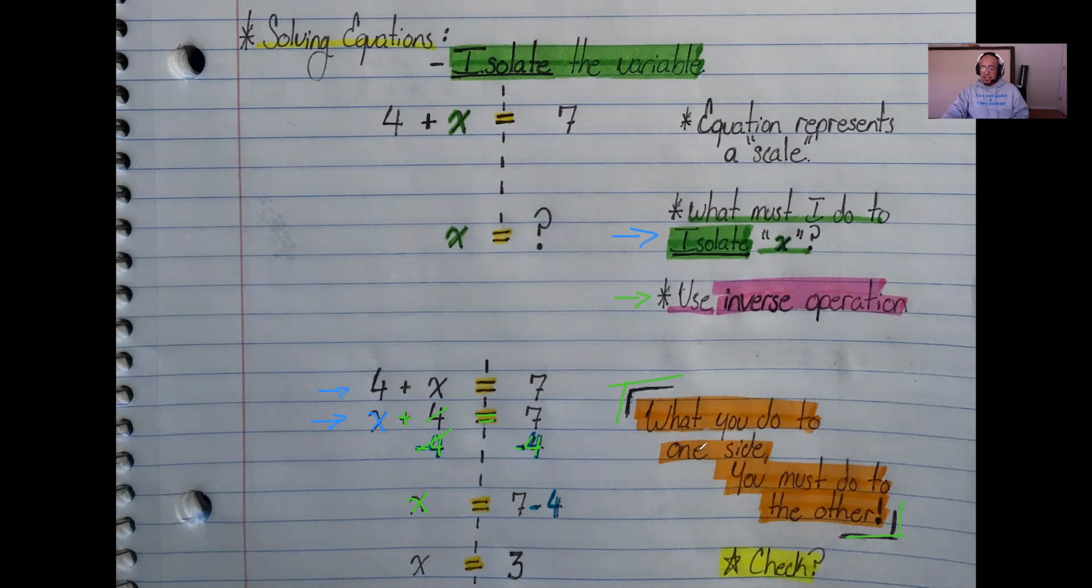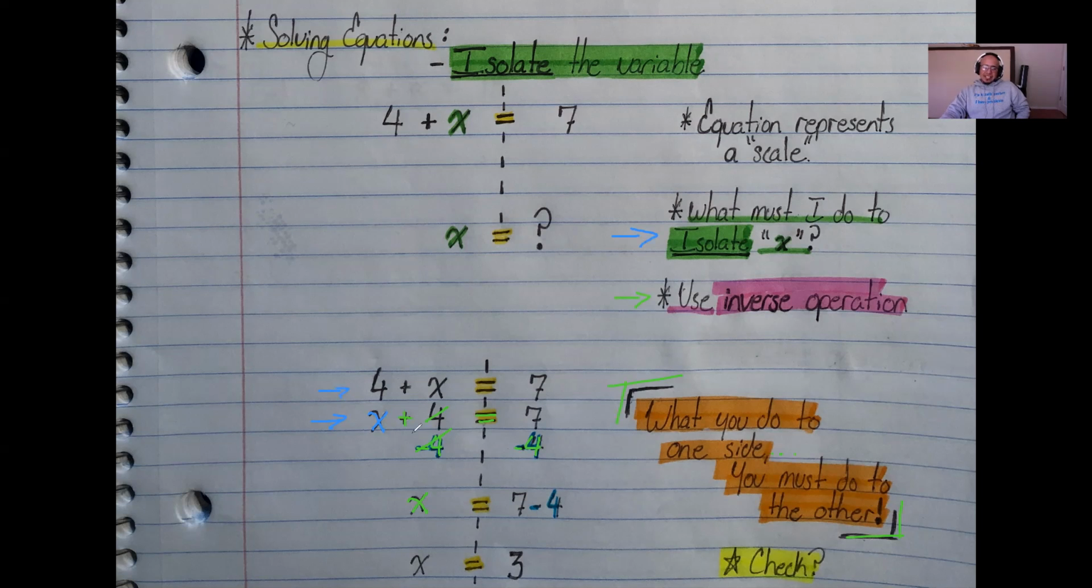If this was a test and all it said was what you do to one side, the right answer would be you must do to the other. Okay? If I ever see you and I just call out your name in class and say, hey, what you do to one side, you're going to respond, you must do to the other. That is the golden rule of equations. All right.